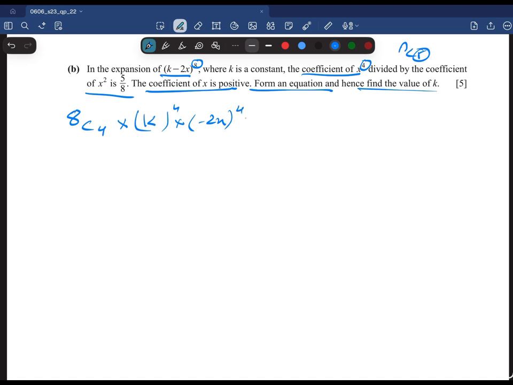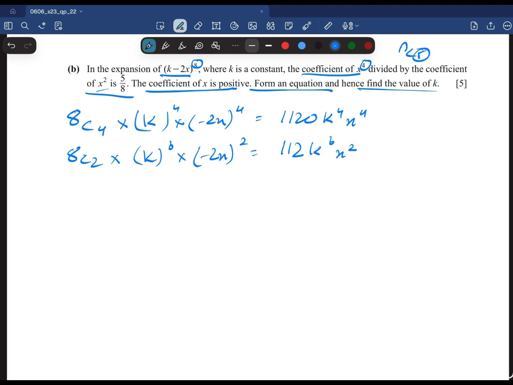Okay, so 8 combination 4 into k to the power 8 minus 4, that's 4, into (-2x) to the power 4. Yeah, that'll be equal to 8 combination 4 into (-2) to the power 4. We get 1120 k to the power 4 x to the power 4. There you go. And the same goes for x squared as well. 8C2 into k to the power 8 minus 2, that's 6, into (-2x) to the power 2. We get 8 combination 2 into 2 squared, that's 112 k to the power 6 x squared.